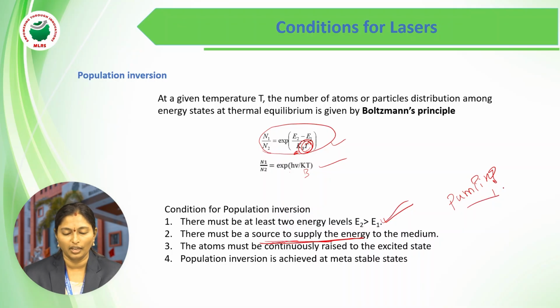In the same way, the atoms will be excited and will rise to the higher level continuously. This is a continuous process. And the next one is that we also need metastable states. Without metastable states, there is no population inversion. If there is no population inversion, there is no lasing action.